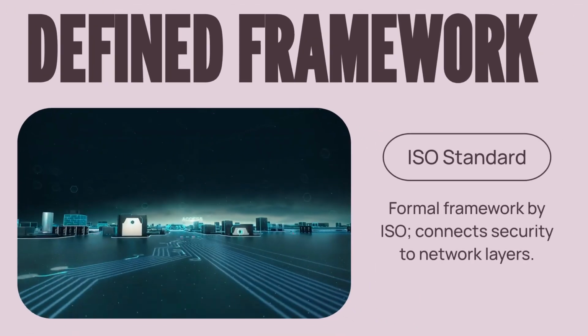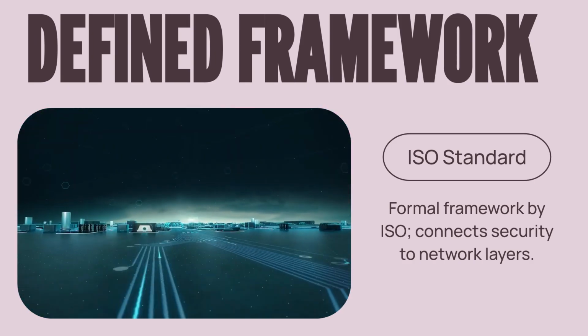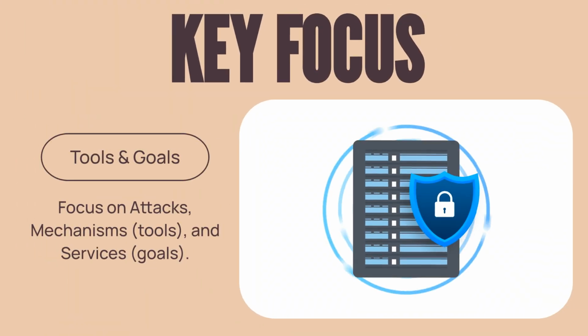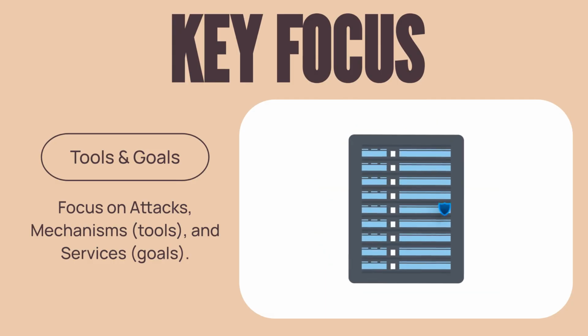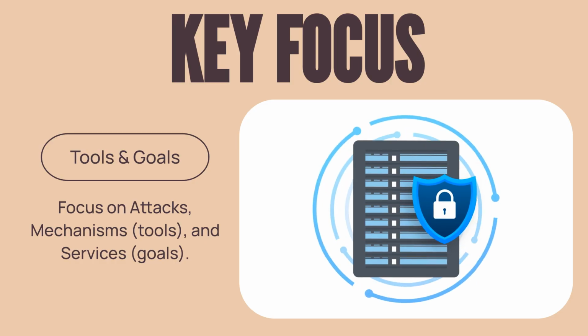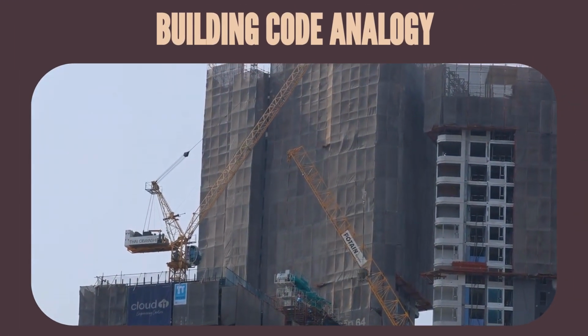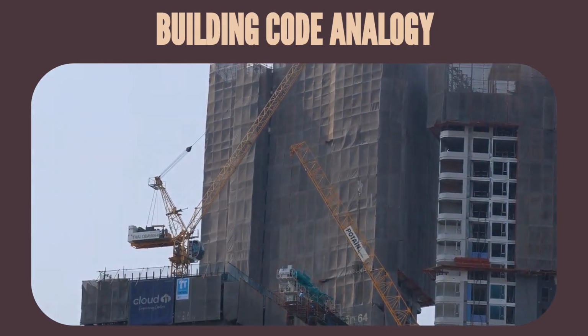First up is the OSI Security Architecture, often called the official rulebook. Defined by the ISO, this is a formal framework that explains exactly where and how to implement security across the 7 layers of the OSI model. It focuses on 3 things: identifying security attacks, using security mechanisms like encryption, and achieving security services such as confidentiality. Think of it as the building code for a skyscraper, telling you precisely where to put fire exits and sprinklers to ensure the structure is safe.